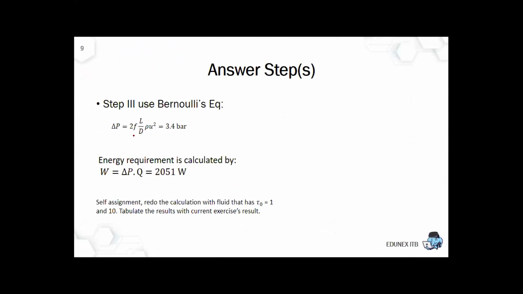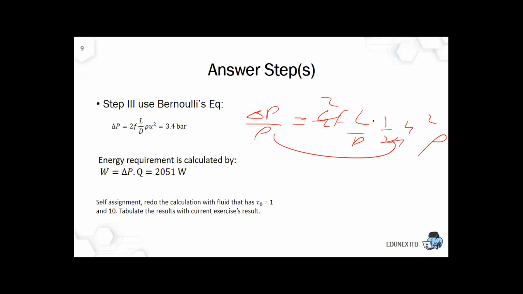And then you can use the Bernoulli equation here. I just write it like this with 4f over D, because it came from delta P over rho equal to 4f L over D times v squared over 2. Then you can calculate the delta P. Delta P is around 3.4 bar, and then the power requirement you can just multiply it.